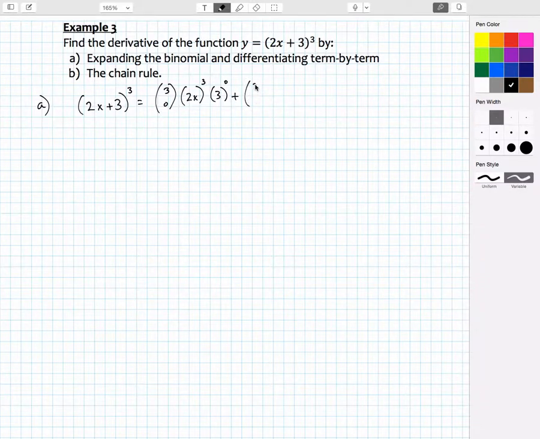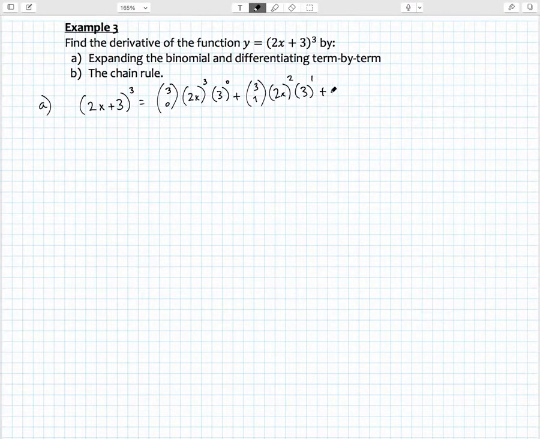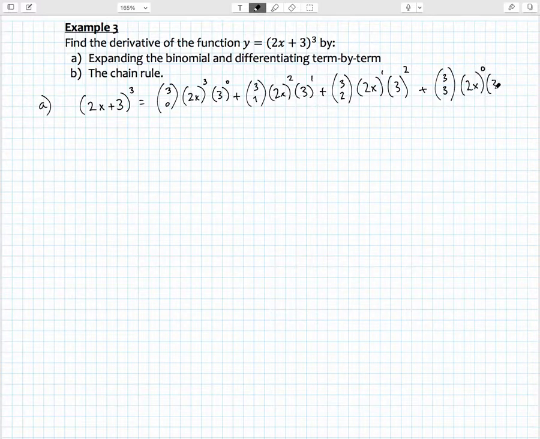plus the combination of three things taken 1 at a time, 2x, remember the powers are descending for the first term and ascending by 1 for the second term, plus the combination of three taken 2 at a time, times 2x to the first power and 3 to the second power, and finally the combination of three taken 3 at a time, times 2x to the 0th power, and then 3 all the way to the third power. Now, just to be sure, our power is n, so we know we're going to have n plus 1 terms, and I see 1, 2, 3, 4, so we're good there.